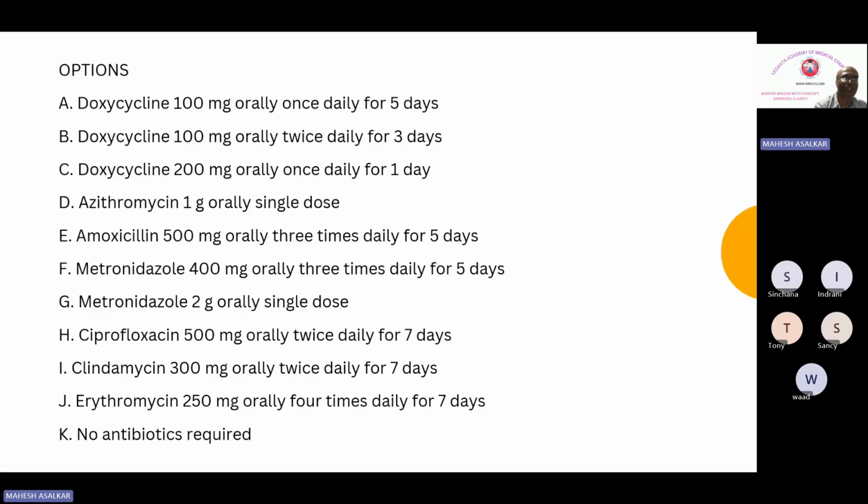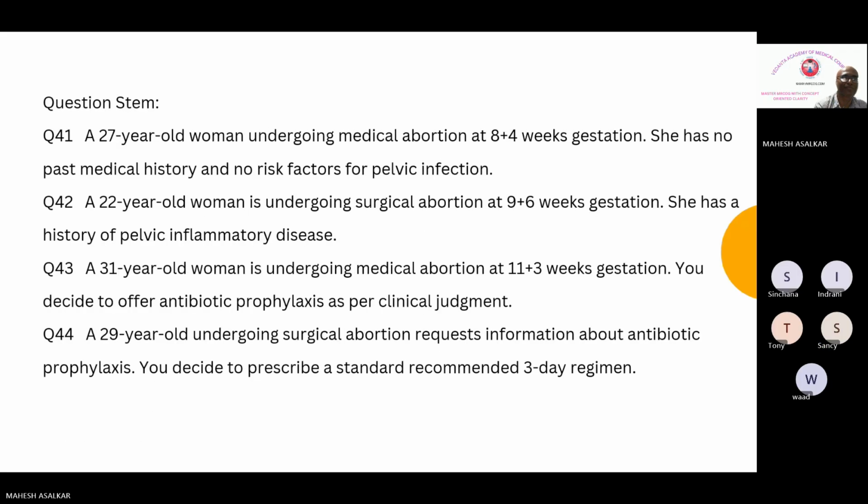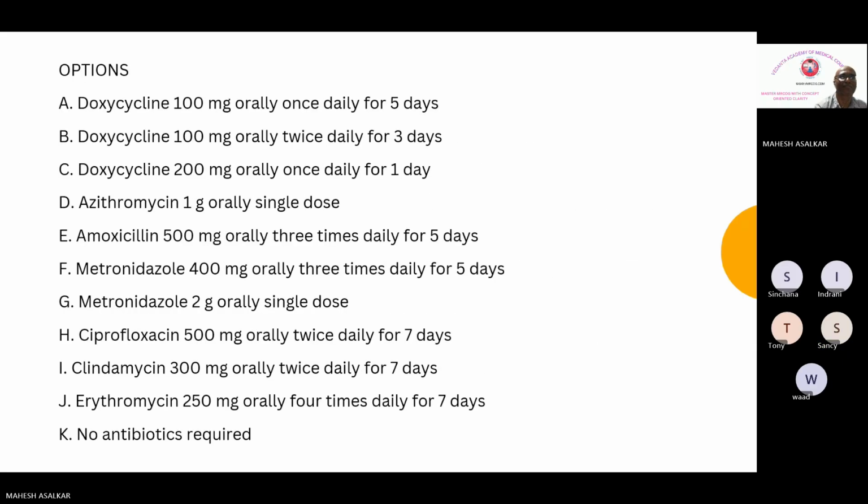Sansi will continue with the EMQs. Yes, sir. Go ahead with these 4 EMQs. A 27-year-old woman undergoing medical abortion at 8+4 weeks. She has no past medical history and no risk factor for pelvic infection. No antibiotics required.